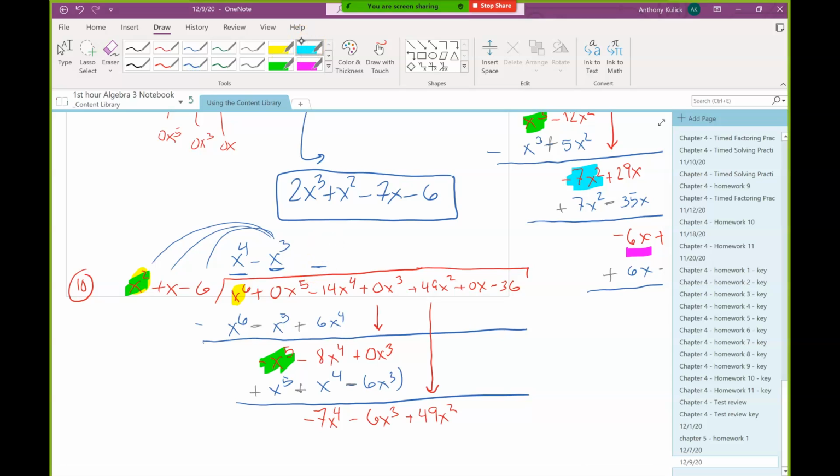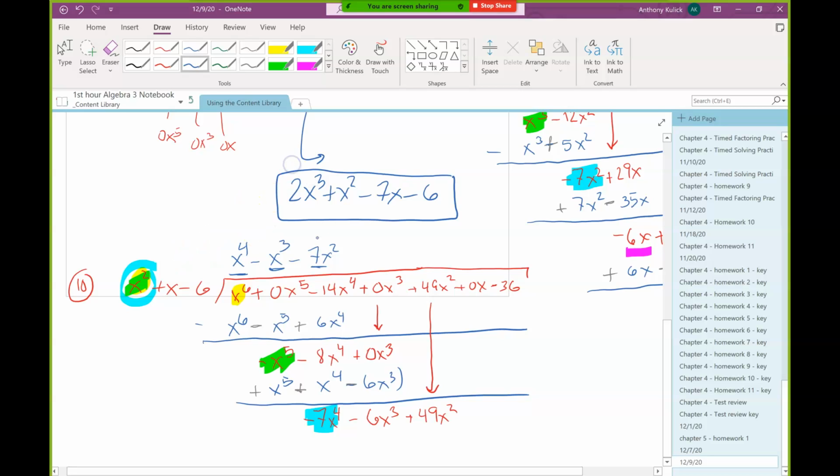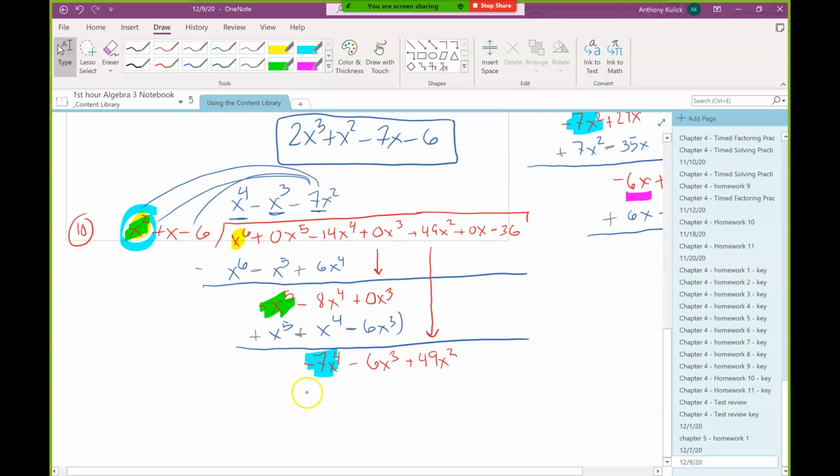And so we'll ask ourselves now, how many times does x squared go into negative 7x to the 4th? Well, that's going to be negative 7x squared, because negative 7x squared times x squared gives me negative 7x to the fourth. So we'll go ahead and multiply to the whole divisor. And then subtract down.